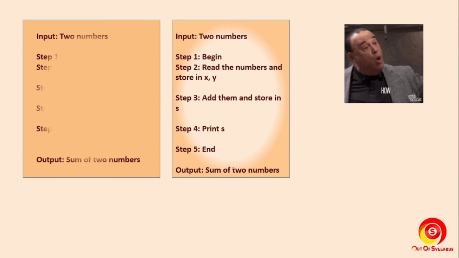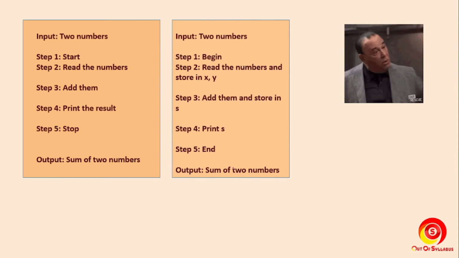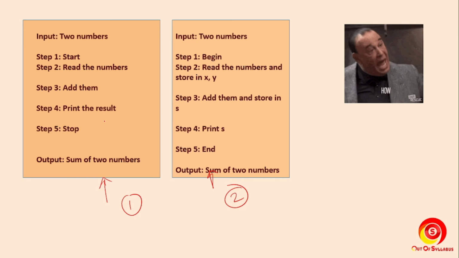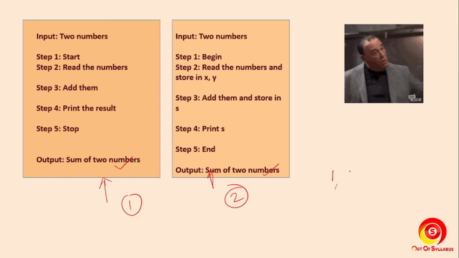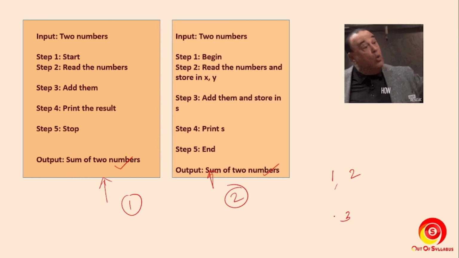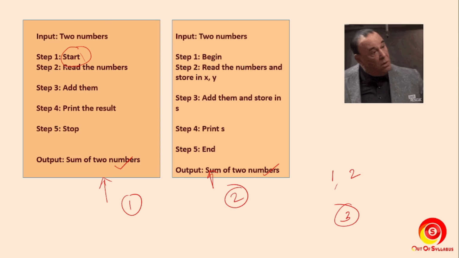Next is a question: how do we write algorithms? Well, that really depends upon you. Here also I've shown two algorithms, algorithm number one and algorithm number two. Both these algorithms are used to print the sum of two numbers. Suppose the two numbers are 1 and 2. Your program should print the result as 3. You can write the algorithm in this manner. Step 1 can be start, and finally it is end. Here I have used begin, and here I have used end.